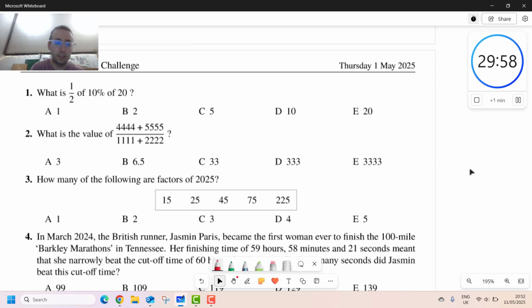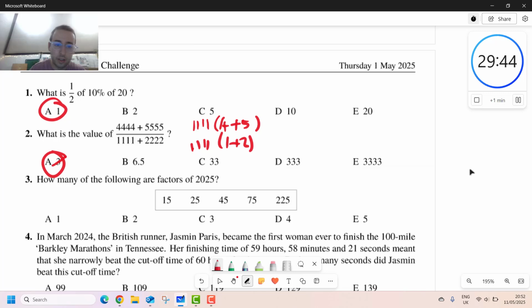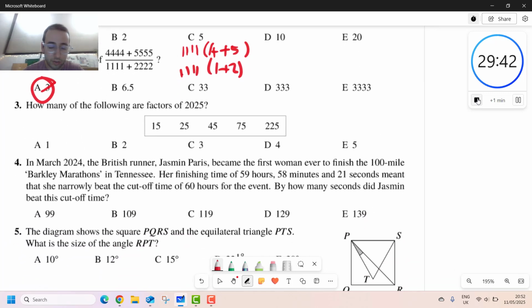Half of 10% of 20 is 1. Value of this, well, you can take out the 1s, and then it's 4 plus 5 over 1 plus 2, so it's 9 over 3, so it's 3. How many of these are factors of 2025? Okay, I should have done my research and done my factors of 2025.